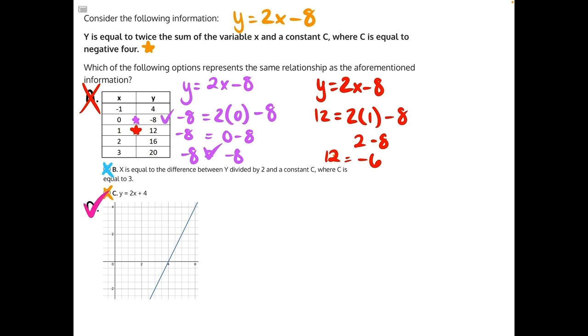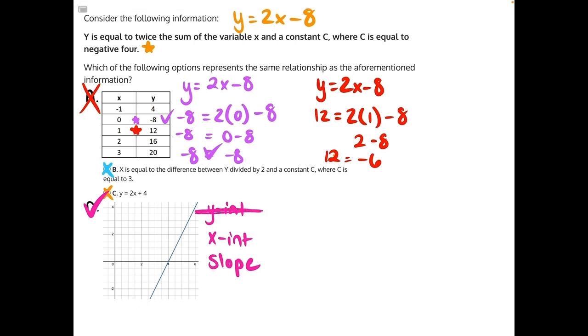At that point, you could mark D and move on with the rest of the test, but for the sake of the video, I'll show you exactly why D is correct. Since D is a graph, there's 3 different ways we could check to see if this is our correct answer. We could check our y-intercept, our x-intercept, and our slope. Let's start with our y-intercept. Unfortunately, the y-intercept is off screen, so we're not able to check this one.